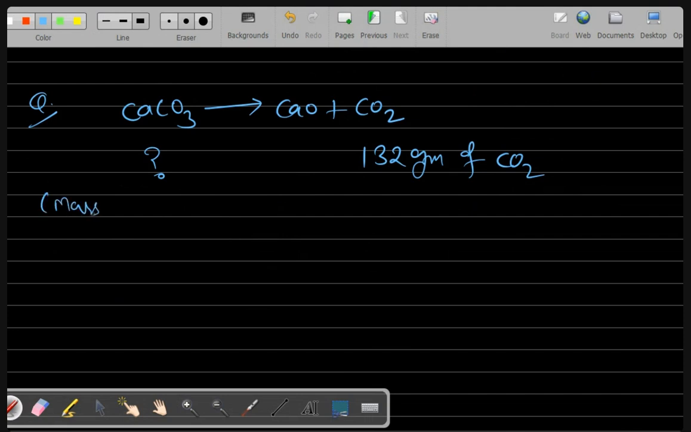So do we repeat the steps but in reverse? Yeah, we just have to compare. This time we will find the moles of CO2 and compare it with the moles of calcium carbonate. Once we get the moles of calcium carbonate, we multiply by MR and we will get the mass of calcium carbonate.